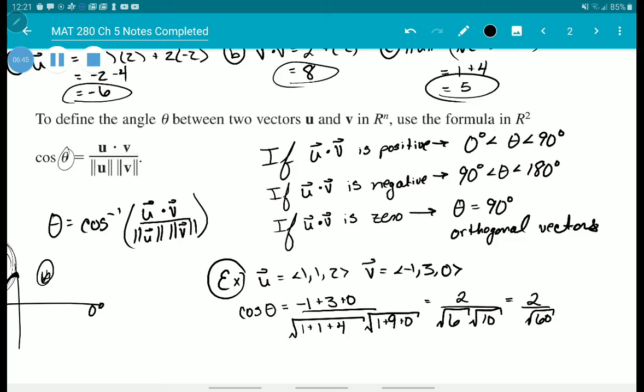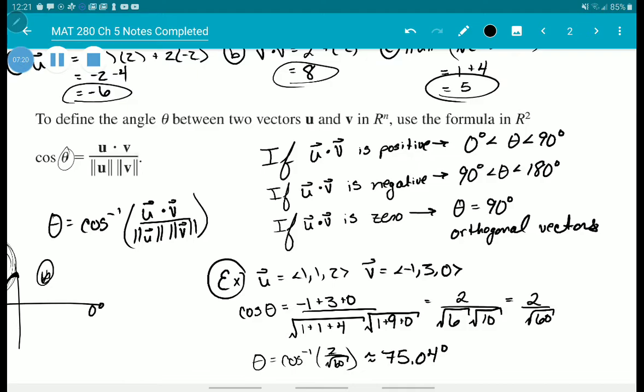So we know cosine of theta is equal to 2 over square root of 60. So theta is going to be the inverse cosine of that. I do want this in degrees. This textbook uses degrees primarily for angles, so make sure your mode on your calculator is in degree mode. And I got roughly 75 degrees.